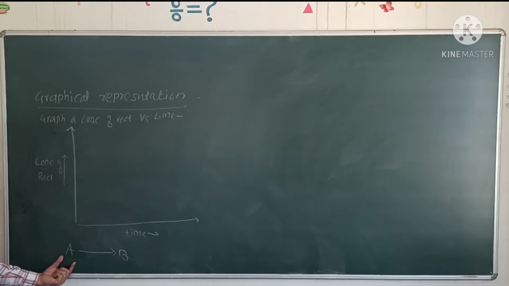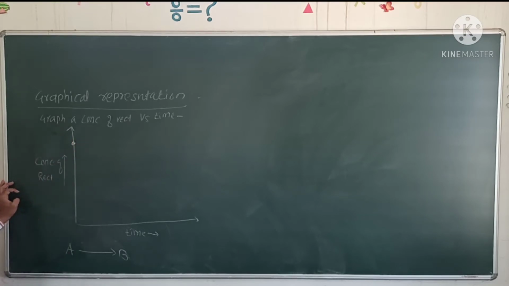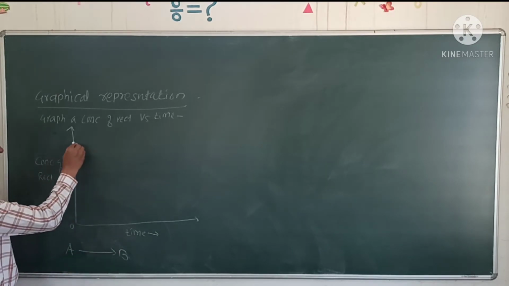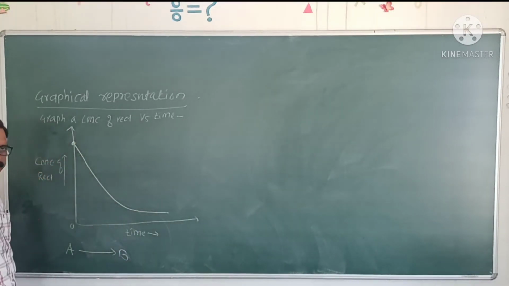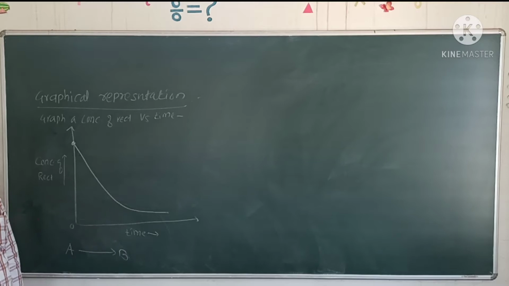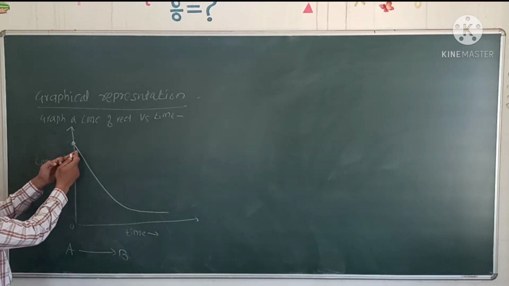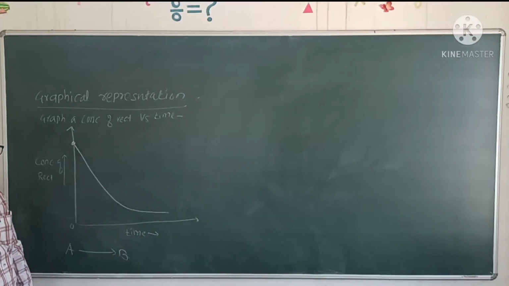Initially, the concentration of reactant is very high. Suppose this is the initial concentration of reactant. At time t equal to 0, the concentration of product is also equal to 0. We know that as the reaction proceeds, the concentration of reactant goes on decreasing and we will obtain such a kind of curve. That is, with increase in time, the concentration of reactant goes on decreasing.